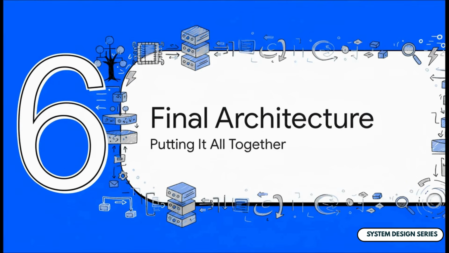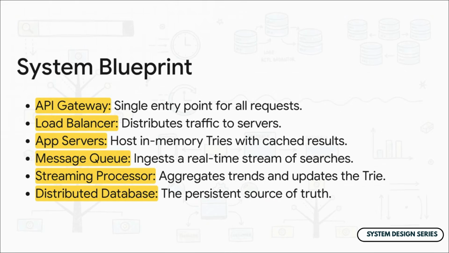All right, we've talked about tries for finding prefixes, caching for speed, scaling for the masses, and message queues for real-time trends. Let's put all these puzzle pieces together and look at the final picture. And here it is, the complete blueprint. Let's trace a request, shall we?